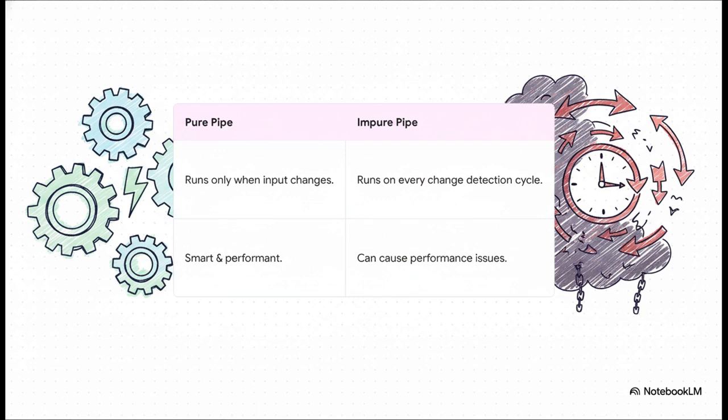An impure pipe, on the other hand, is a workaholic. It runs on every single change detection cycle, no matter what. You can see how that could get out of hand, right? Using impure pipes when you don't need to can seriously slow your application down.